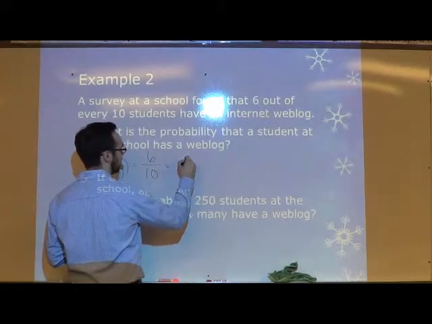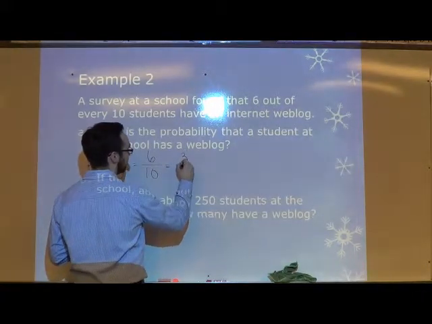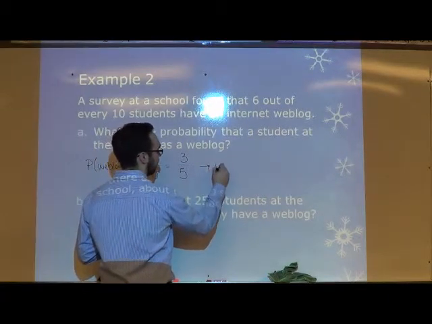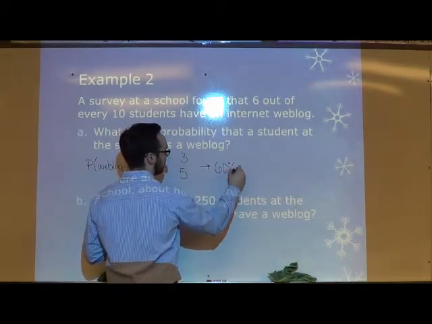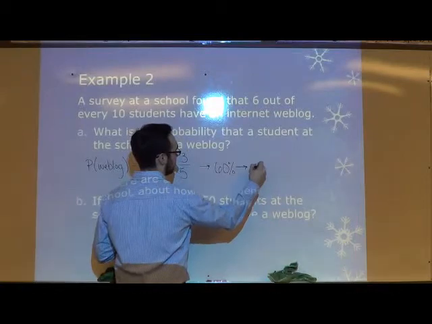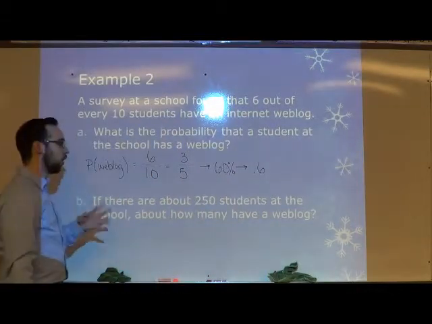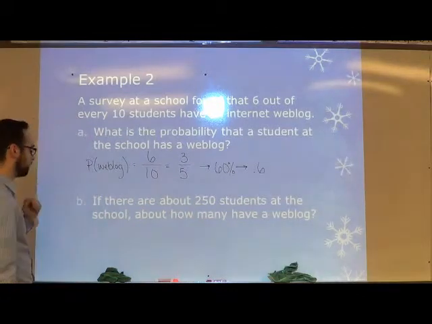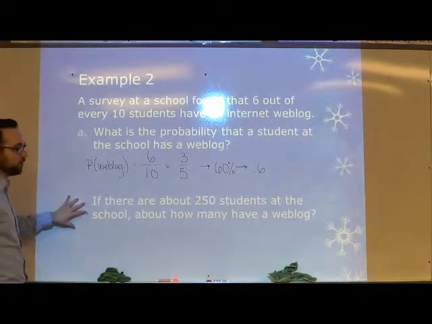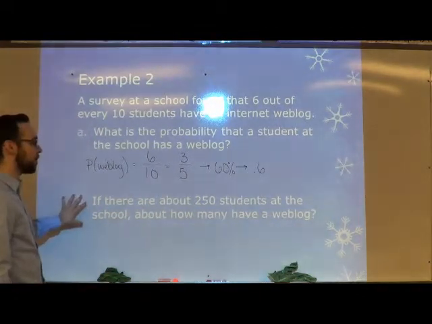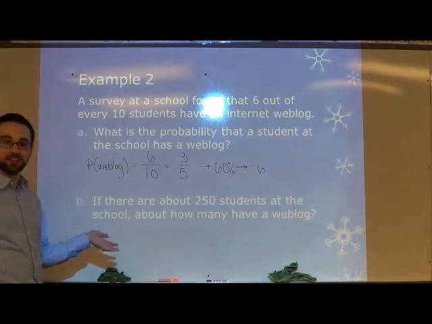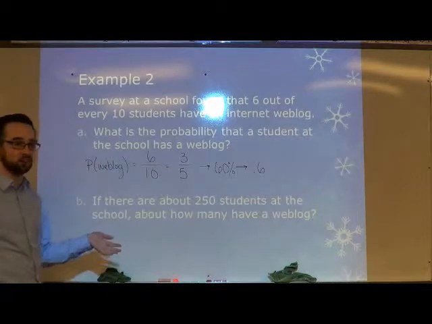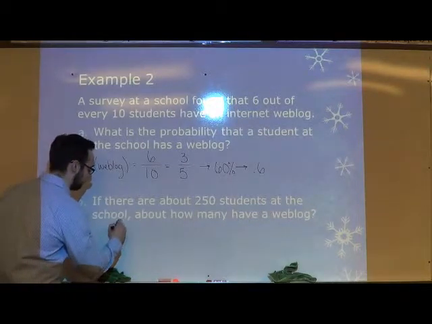I simplify this. This is going to become 3/5. You could also write that as 60%, which could also be written as 0.6. All of those are the same. 3/5, 60%, 0.6. They're all the same probability. If there are about 250 students at the school, how many have a weblog? We're going to guess. Again, we don't know for sure how many because we didn't survey everyone. We know 3 out of 5.